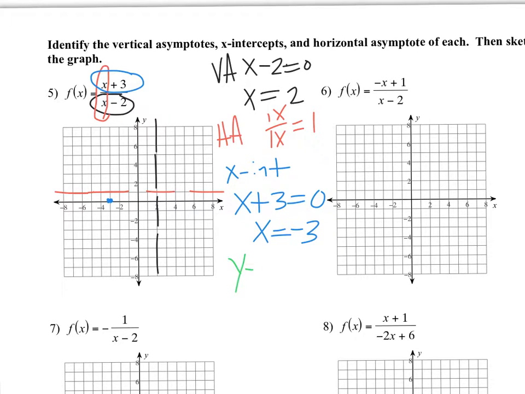And then for a y-intercept, we're going to set all the x's equal to 0. And when we do that, we get 0 plus 3 over 0 minus 2 equals -3 over 2, which is somewhere around there. The nice shape of this graph would look something like this.